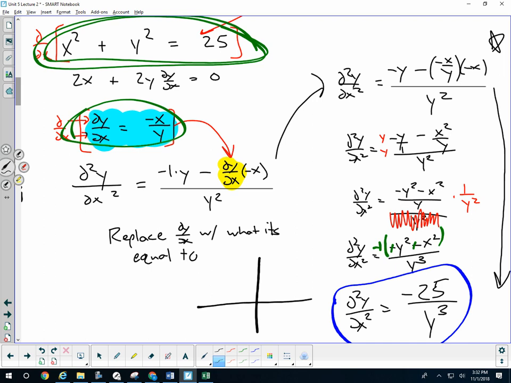Let's think about a circle. And this is a circle, radius 5. When y is positive, so when I'm up here, my second derivative is negative, concave down. When y is negative, my second derivative is going to be positive. When my second derivative is positive, we're concave up. Look at the graph. We're concave up. So this kind of confirms what we did last unit, all about concavity, and second derivative signs tell us about the concavity of the original function. Okay?